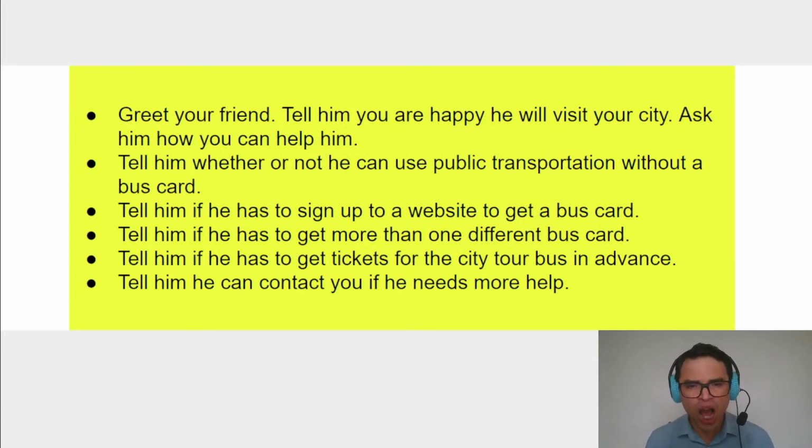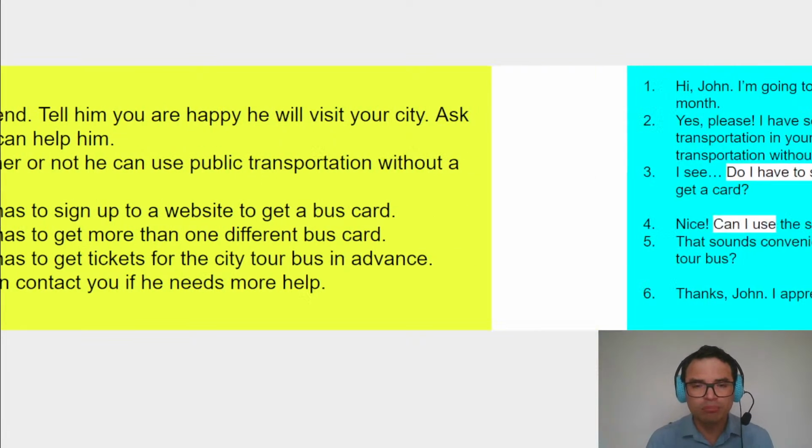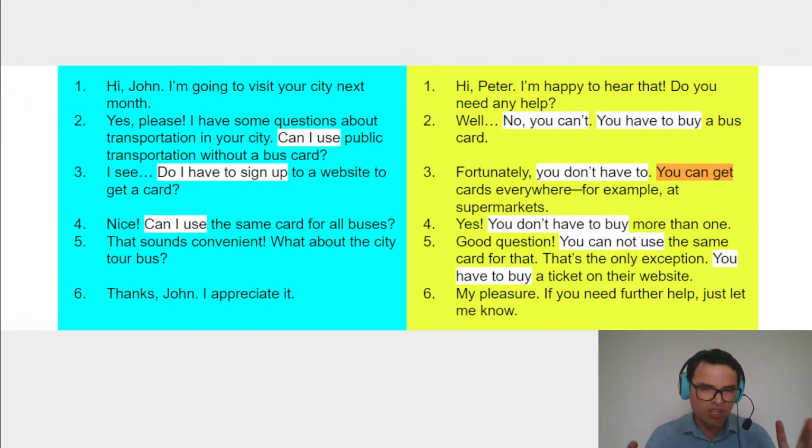Tell him whether or not he can use public transportation without a bus card. Tell him if he has to sign up to a website to get a bus card. Tell him if he has to get more than one different bus card. And tell him if he has to get tickets for the city tour bus in advance. And tell him he can contact you if he needs more help. Okay, so what can you do if you need to turn this into a conversation? Well, using can, have to, this is an example.